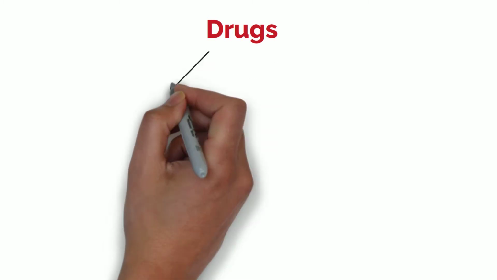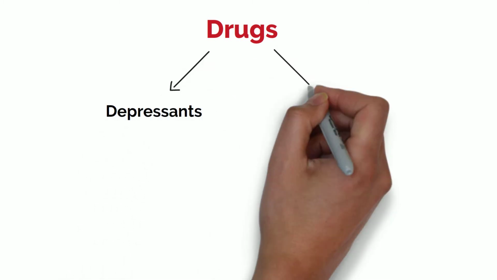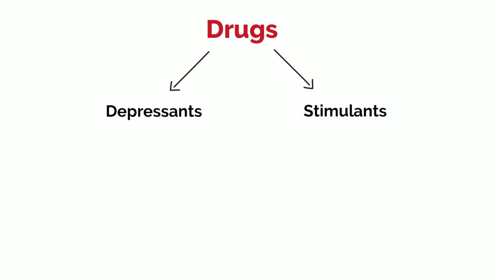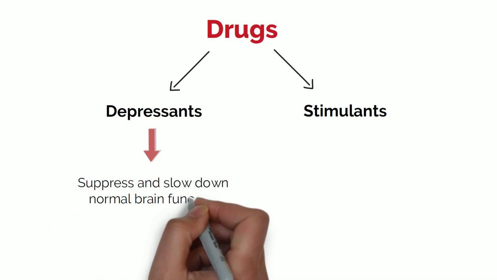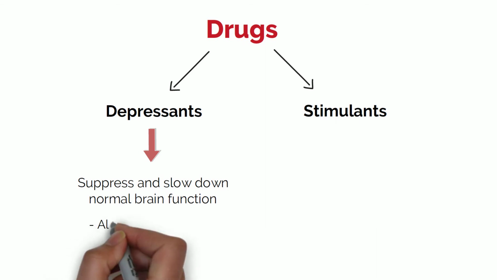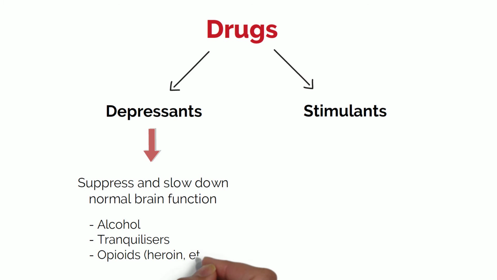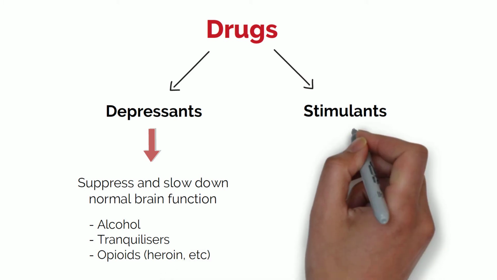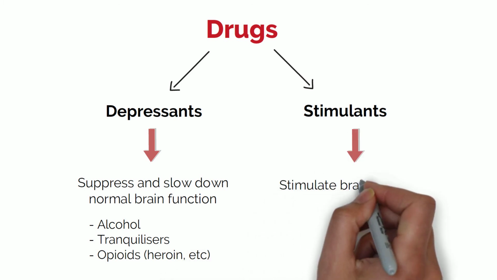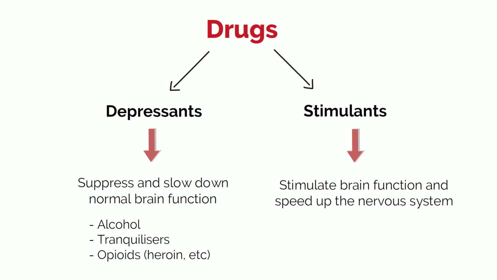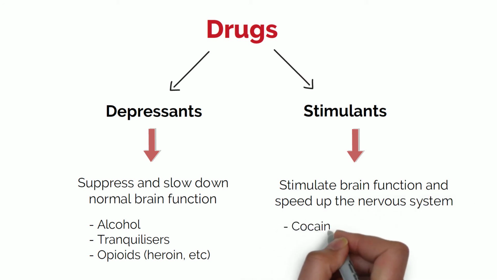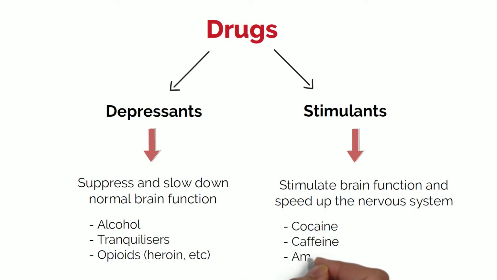Drugs can be split into two groups, depressants or stimulants. Depressants does not mean that they make you depressed, it just means that they suppress and slow down normal brain function. This is true for alcohol, tranquilizers, and opioids such as heroin and morphine. Stimulants, on the other hand, stimulate brain function. They speed up the nervous system. Some examples of stimulants are cocaine, caffeine, and amphetamines.